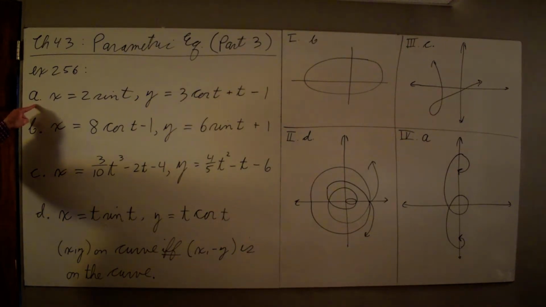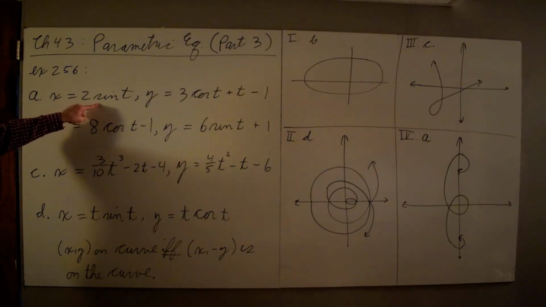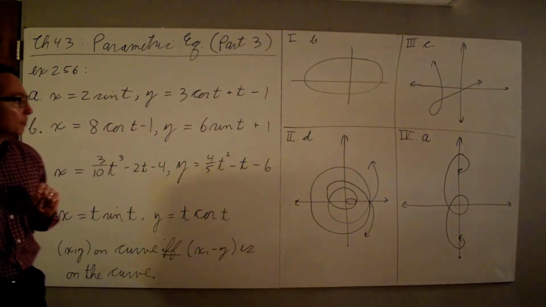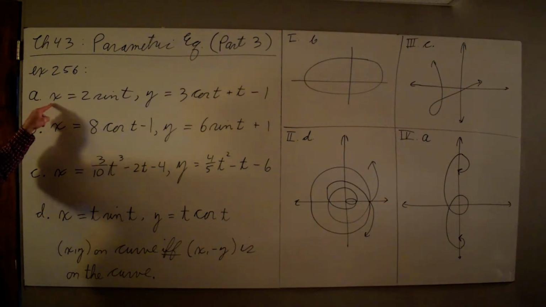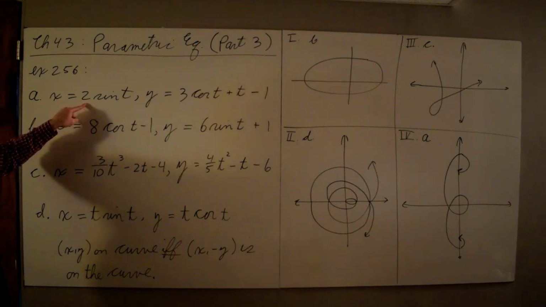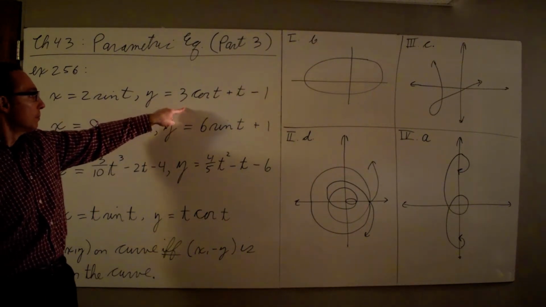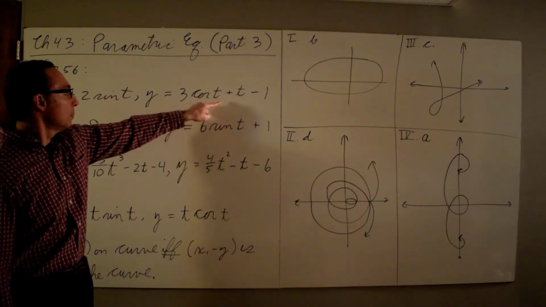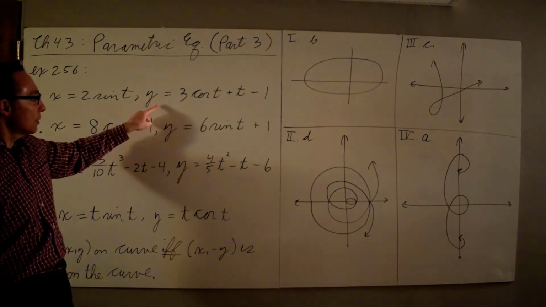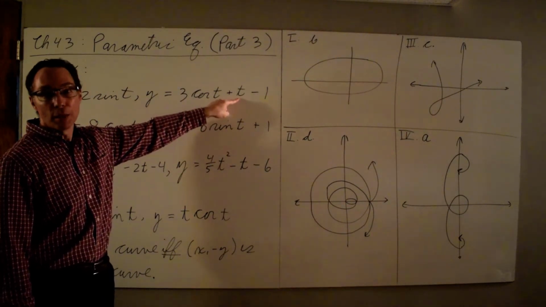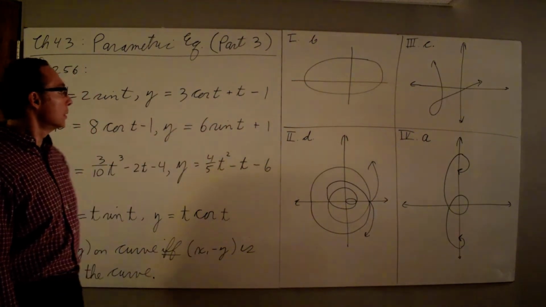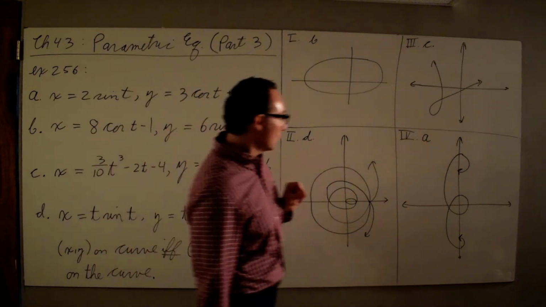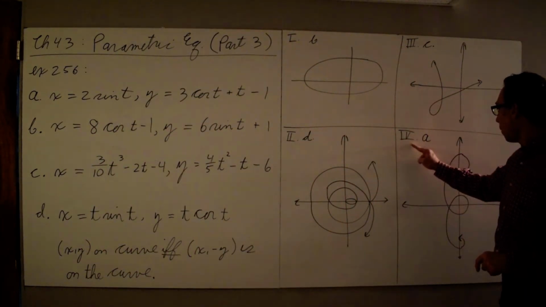If we look at the first one, x is 2 sine t, y is 3 cosine t plus t minus 1. We notice that x is bounded between -2 and 2. Y is unbounded. As t tends to infinity, y tends to infinity because of this term. As t tends to negative infinity, y tends to negative infinity. And so of the 4 curves, we look at the one that we just described, and that is graph 4.